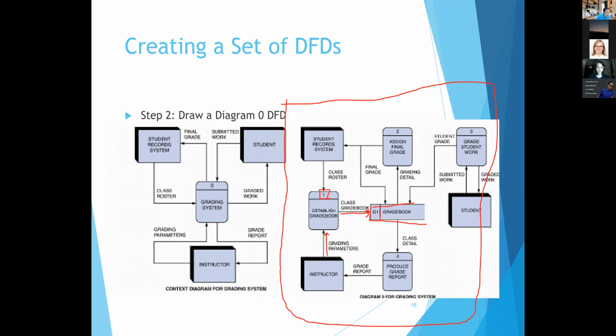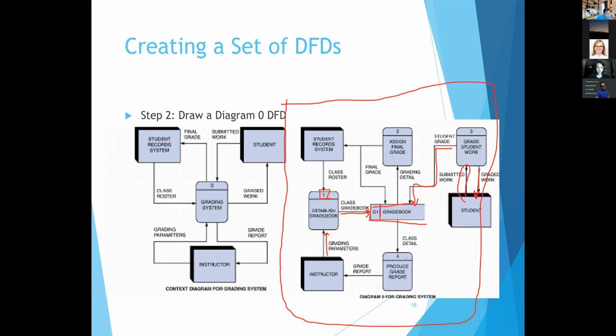Now let's move on to process 3. Process 3 is grade student work. Grade student work has one input and 2 outputs. The student entity will send the submitted work to the grade student work process. The grade student work process will generate 2 things as the output. The first one, student grade, will be sent to be stored in the data store D1 gradebook, and the graded work will be returned to students. So that is all for process 3.